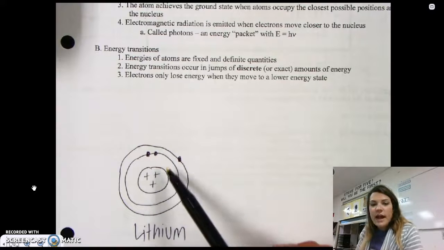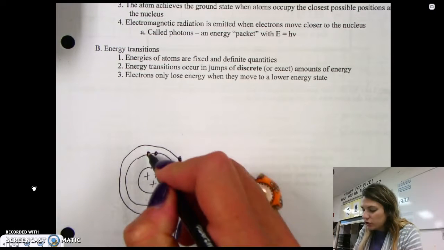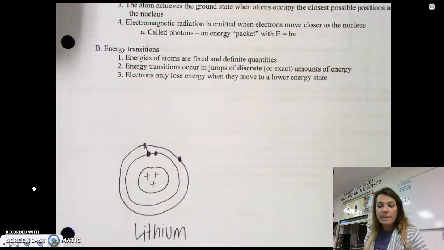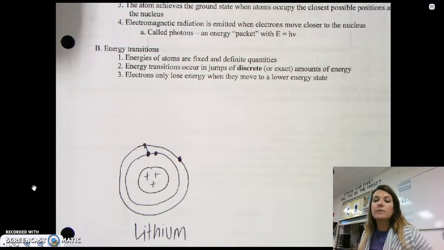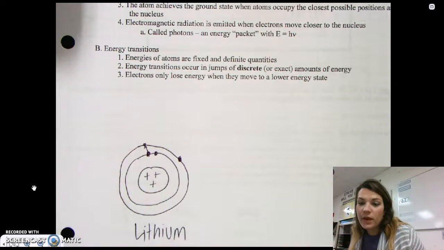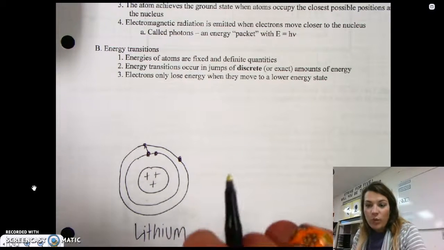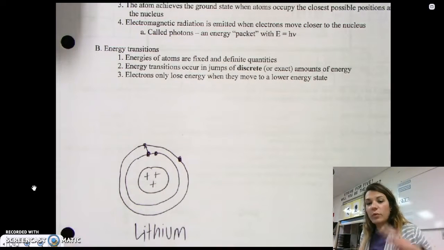Okay, so what's going to happen here is when this electron goes up into the second orbital, it is actually going to be absorbing energy because the second orbital has more energy than the first one. Now what's going to happen is that electron doesn't want to stay there. We call this, when an electron moves from one energy level to the next, the excited state.